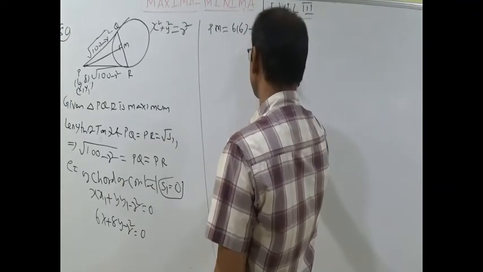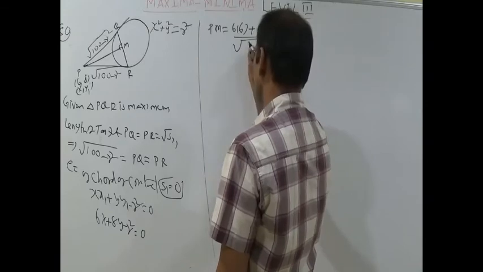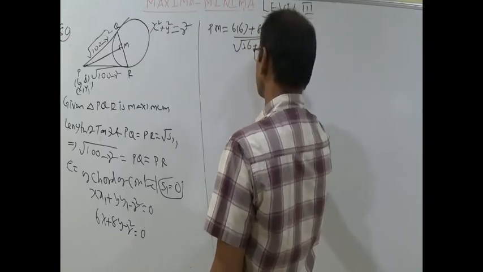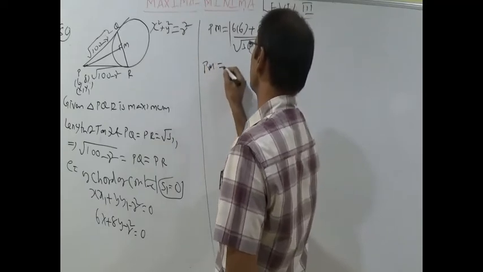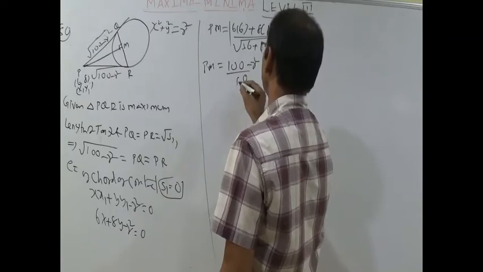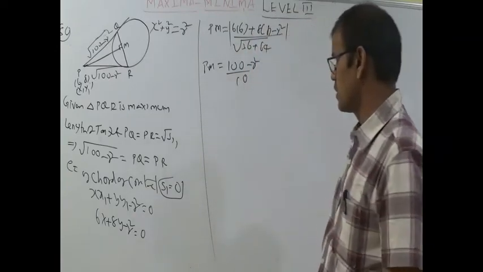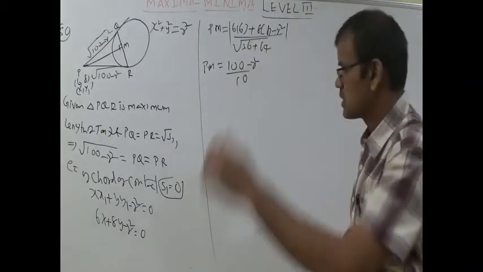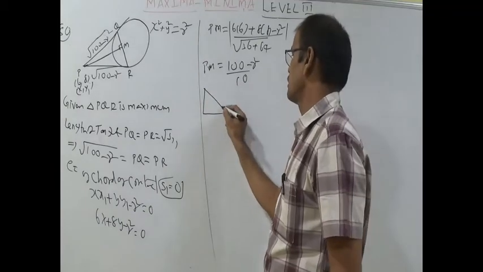6 into 6 plus 8 into 8 minus r square, whole by root of 36 plus 64, over modulus. So PM is equal to 100 minus r square, whole by 10, because 6 square is 36 and 8 square is 64. We got 100 minus r square whole by 10. This is the PM.